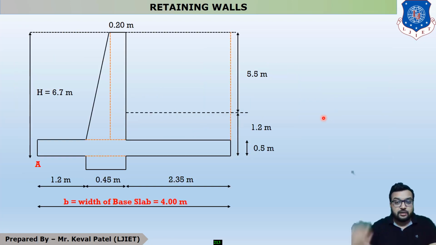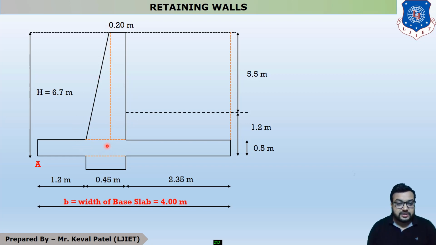Similarly, we have to find the vertical force. Vertical force is acting due to the self weight of the retaining wall. You can see that this is our stem portion, but we have to cut the stem portion in such a way that it gives partial areas. So this stem is cut by this portion, and this portion is a rectangle.